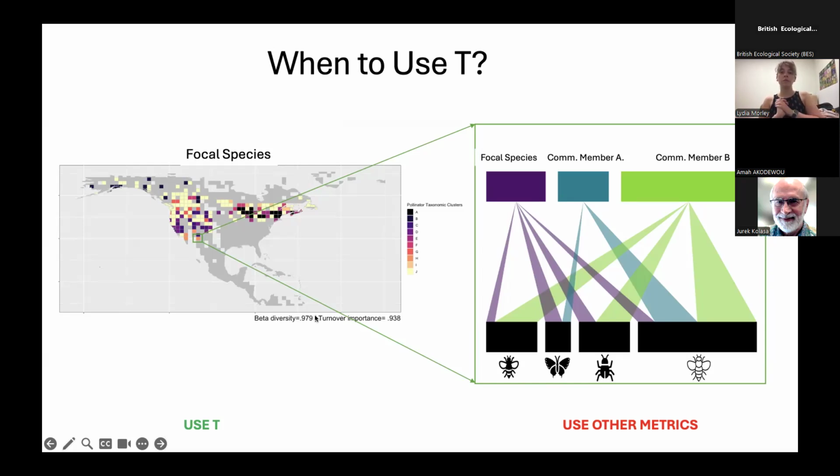So basically, use T if you want a single number that describes how interactor composition varies for a single species across space and time. And you can also use it comparatively if you want to understand how that variation has changed for, for example, within a phylogeny of closely related species. Use other metrics like D prime or S if you want to understand interspecies dynamics at the local level, referential to the focal species' constituent community in that specific place at that specific time.